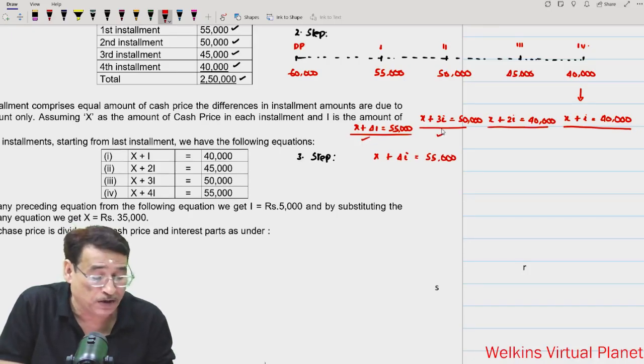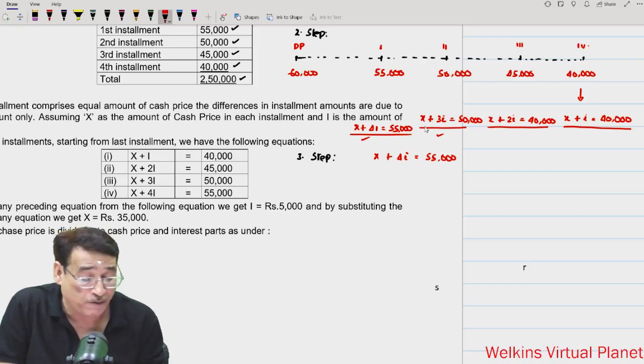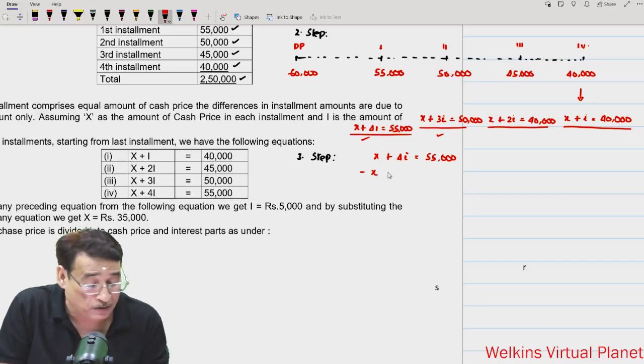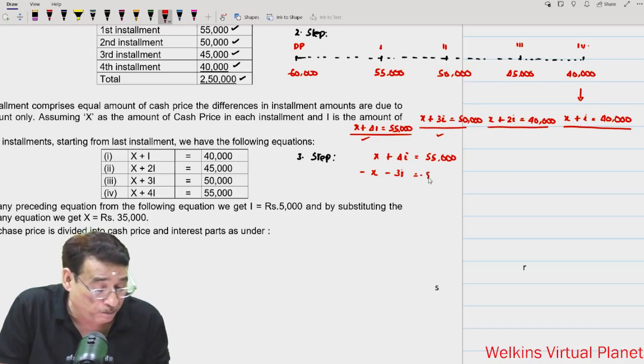If from this installment I am going to subtract this installment, because I am subtracting, now pay attention, this is X, and there is no sign before it. That means it is positive X. But now I am subtracting, so I will write minus X. Here it is written plus 3i, so I am going to write minus 3i, because now I have to subtract. And this is positive 50,000, so I will write minus 50,000.